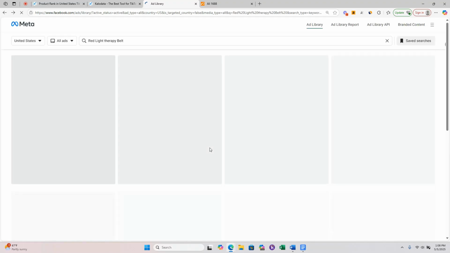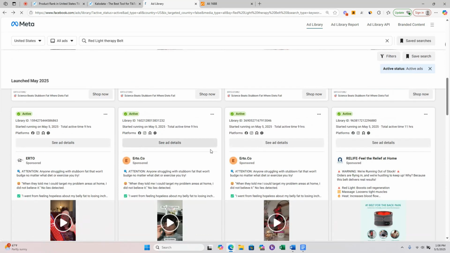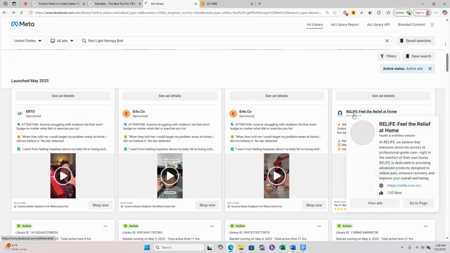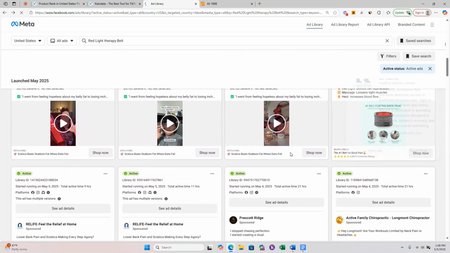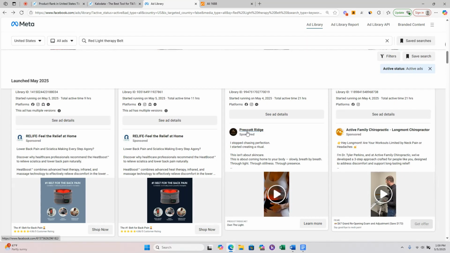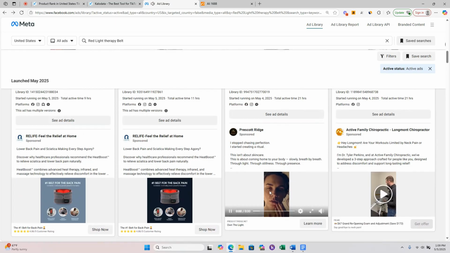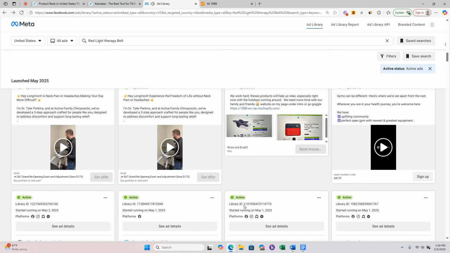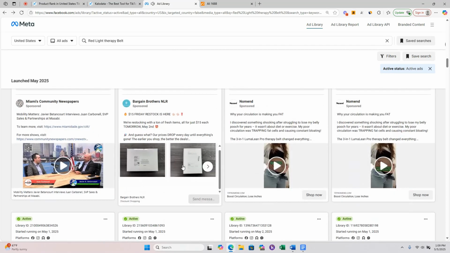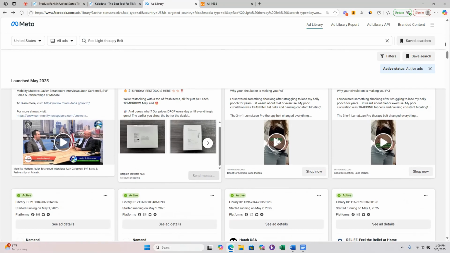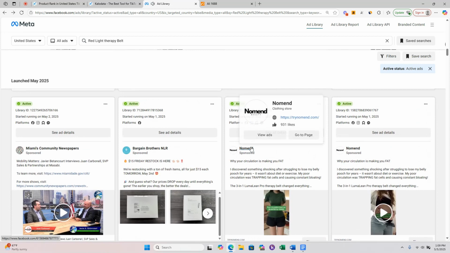Let me look at the rest, see if there are any other bigger competitors in the space. Because obviously we still want to look for a little bit of validation. You don't want to just run a product that nobody's ran before. We're trying to look for validated ads just to make sure that they're not a brand. I'm not really seeing anything, but all right, here we go.